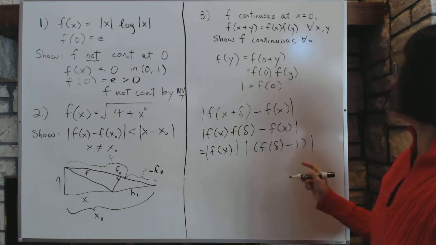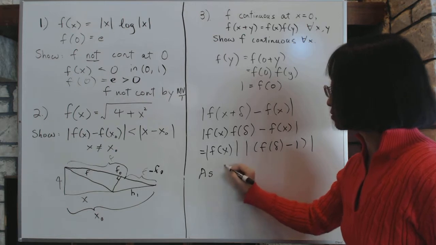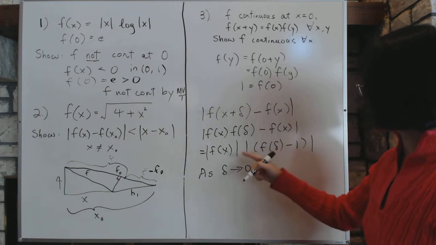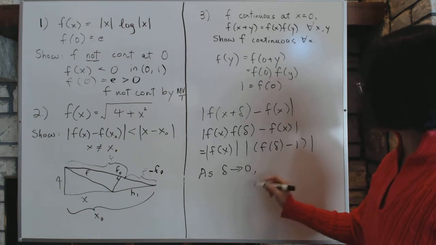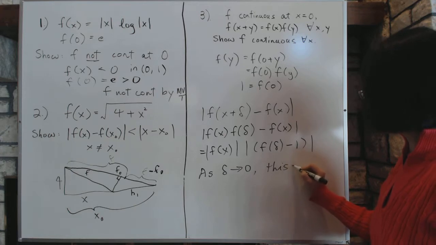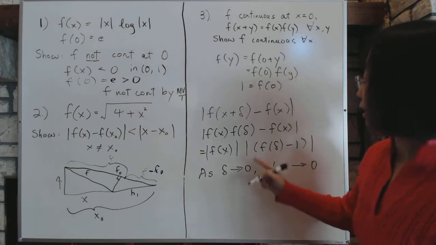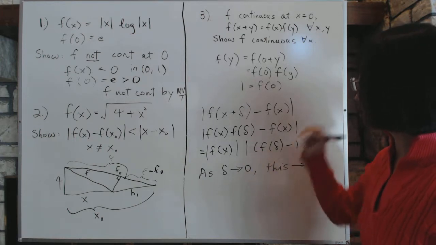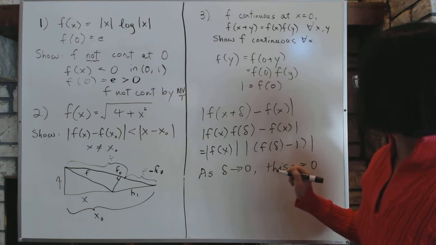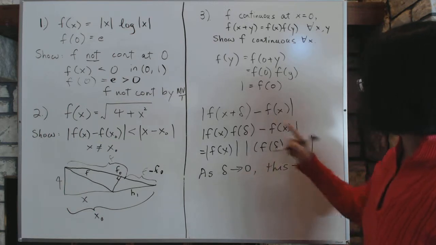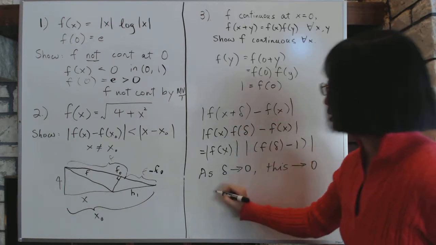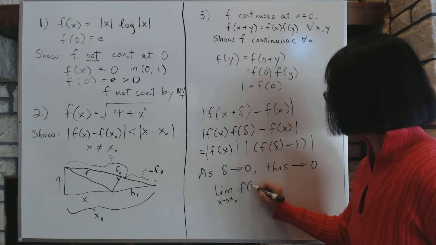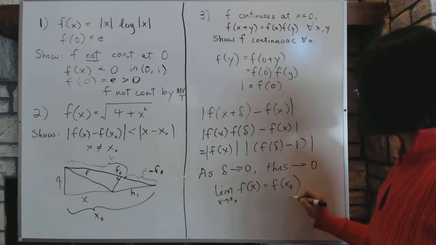Now, so then you have this value. Now you notice that as delta goes to 0, f of delta goes to 1, because f of 0 equals 1. So this whole thing will go to 0. As delta goes to 0, this expression goes to 0. And therefore, this is just another way of saying that as x approaches x0, f of x equals f of x0. That is, the function is continuous.